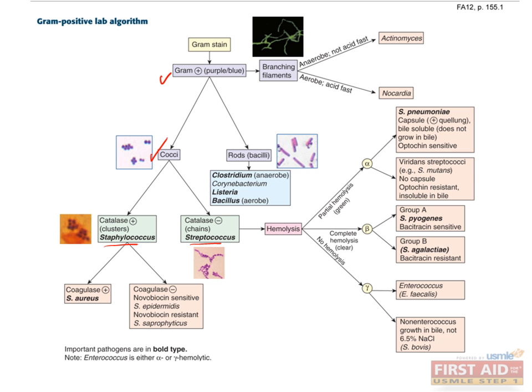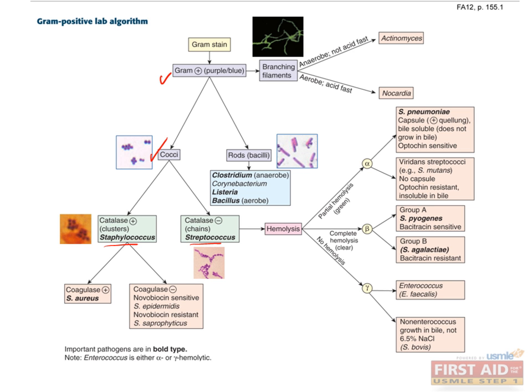Catalase is an enzyme that breaks down hydrogen peroxide into water and oxygen. Just remember that staph will make catalase because it has more staph to do the extra work. So you see purple-blue cocci in clusters that are catalase positive. You've identified that it is Staphylococcus.